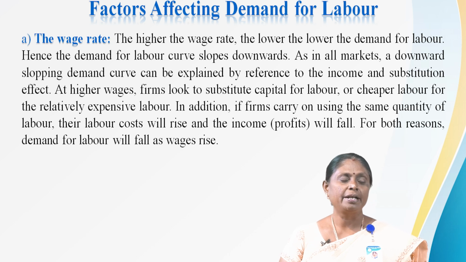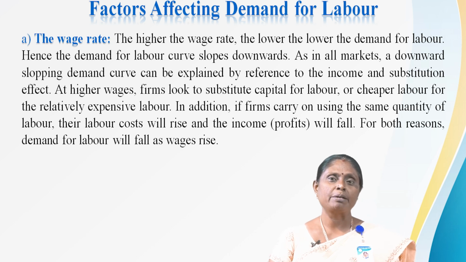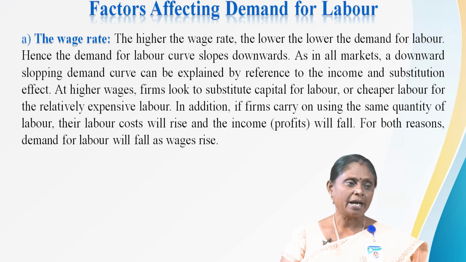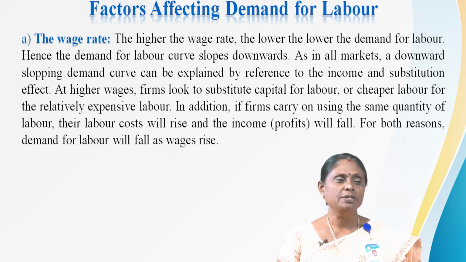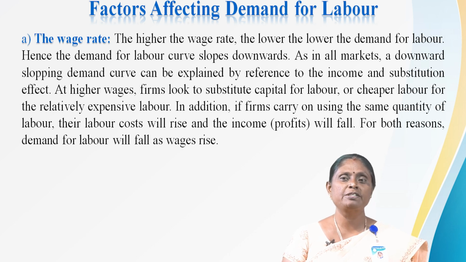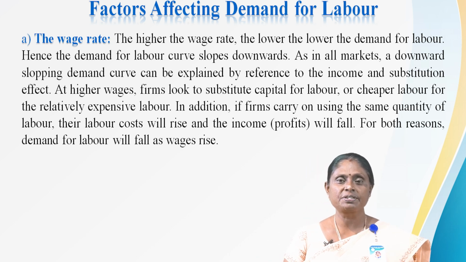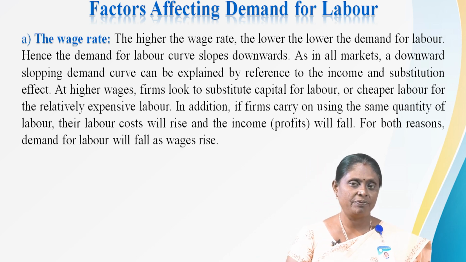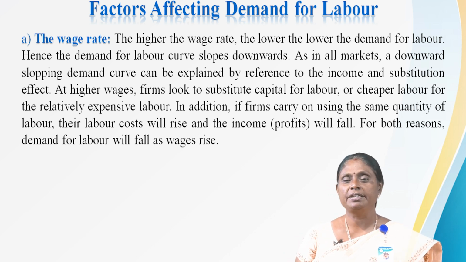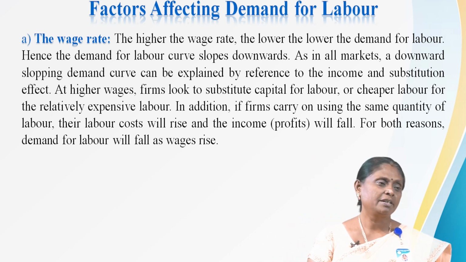Hence, the demand for labor curve slopes downward, as in all markets. A downward sloping demand curve can be explained by reference to the income and the substitution effect. At higher wages, firms look to substitute capital or cheaper labor for the relatively expensive labor. In addition, if firms carry on using the same quantity of labor, their labor cost will rise and their income will fall. For both reasons, demand for labor will fall as wages rise.